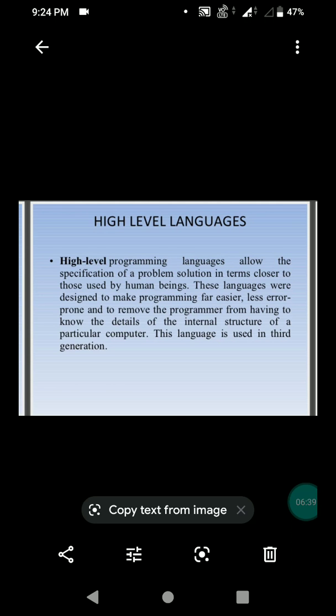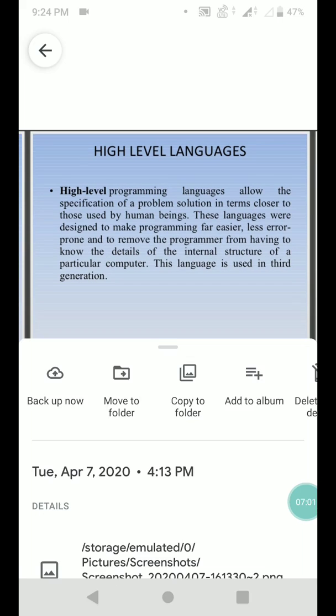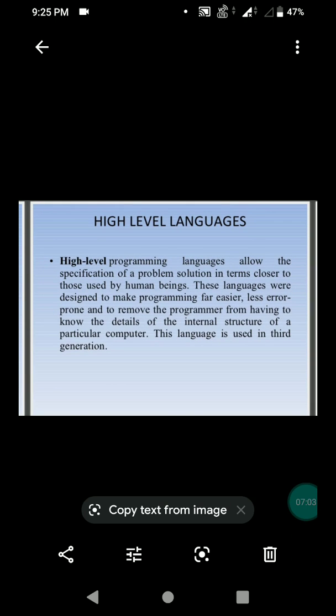These languages were designed to make programming far easier, less error prone, and to remove the programmer from having to know the details of the internal structure of a particular computer. This language is used in the third generation. See what has happened. Now I have to just care about my code. I don't have to care about the technical part of the system. I have to just write my code.